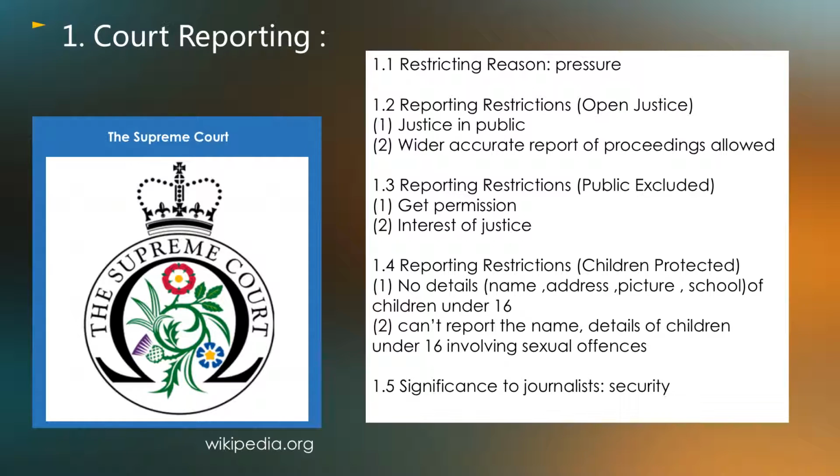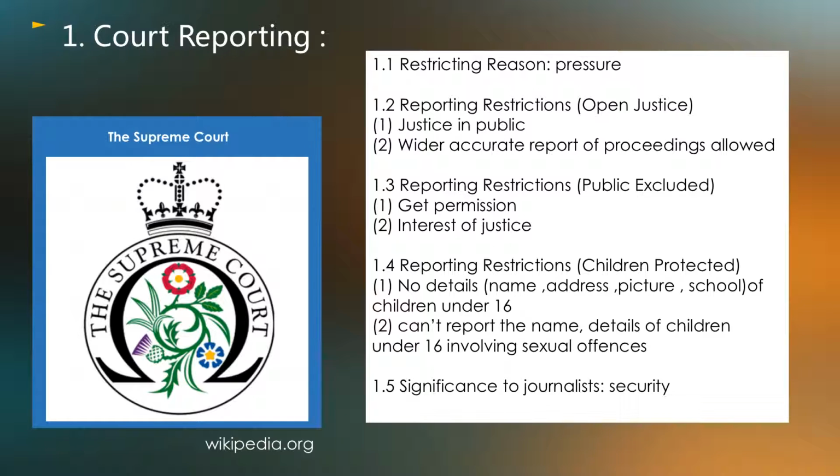If the proceeding is under open justice, all the materials and the evidence should be argued in public. And it's also important to know that wider accurate reports of proceedings are allowed. If we encounter some court reports which are public excluded, first we need to get permission from the staff to come into the court. After that, we need to consider whether it's right for the court to do so in terms of the interest of justice.